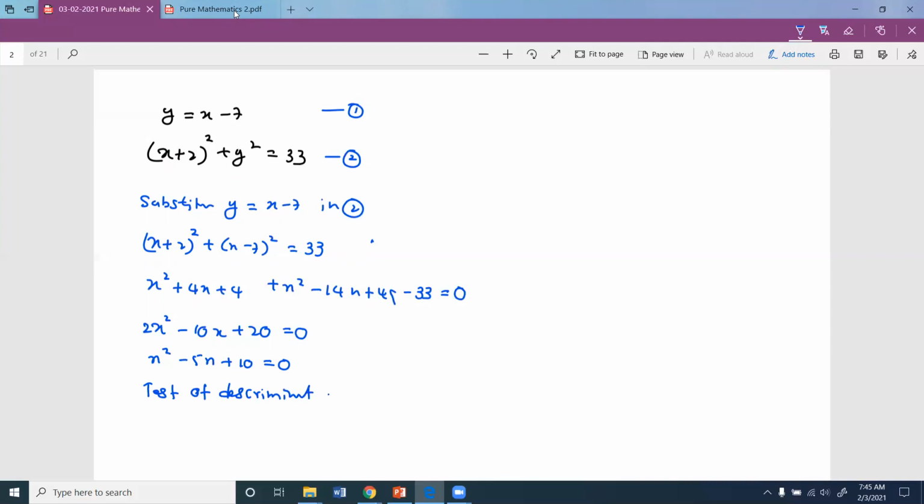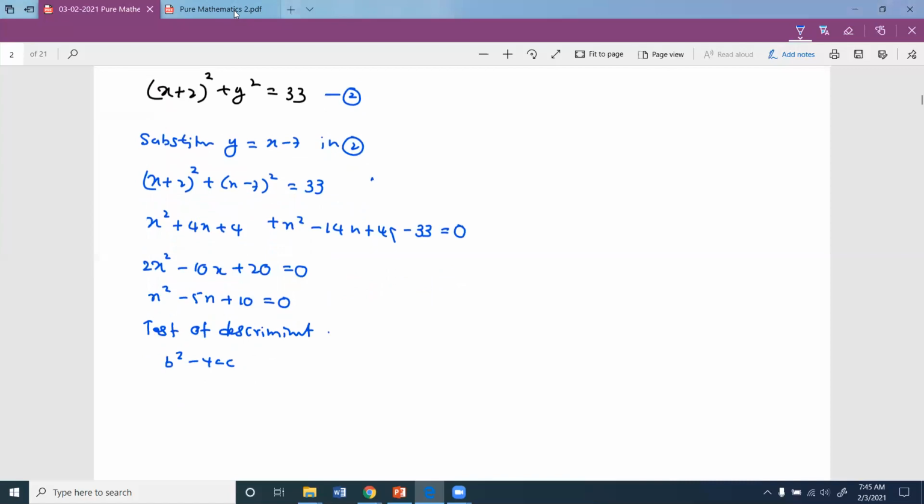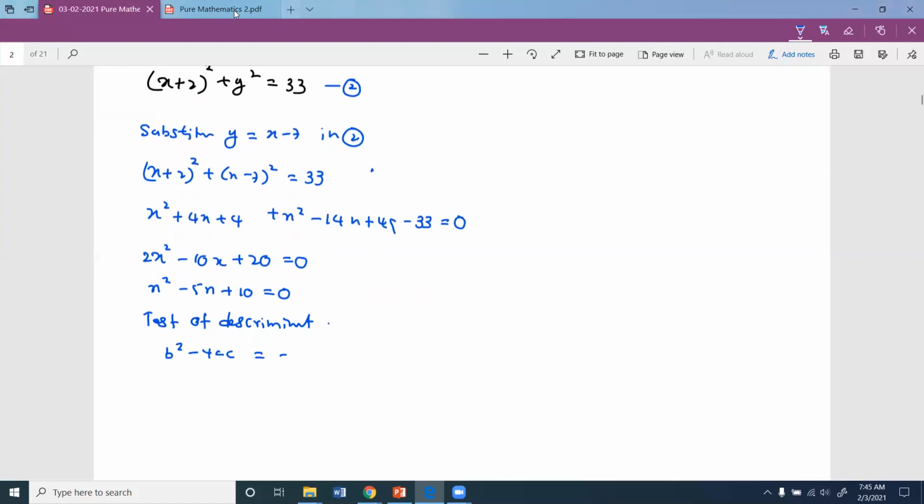Test of discriminant: b squared minus 4ac. Let's get this answer. It turns into (minus 5) whole squared minus 4, a is 1, c is 10. So it turns out to be minus 15, which is less than 0. Therefore, no solutions exist. Actually, this is no real solutions, but we are just writing no solutions. The solution does not exist for x squared minus 5x plus 10 equals 0.